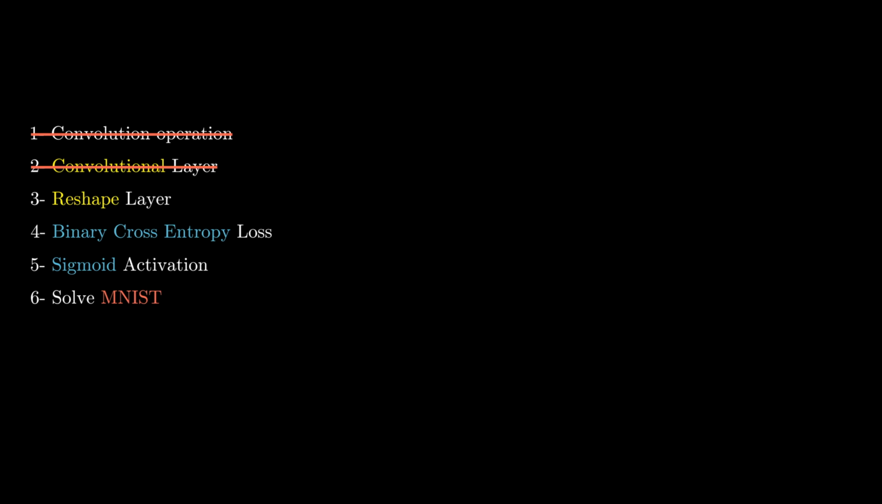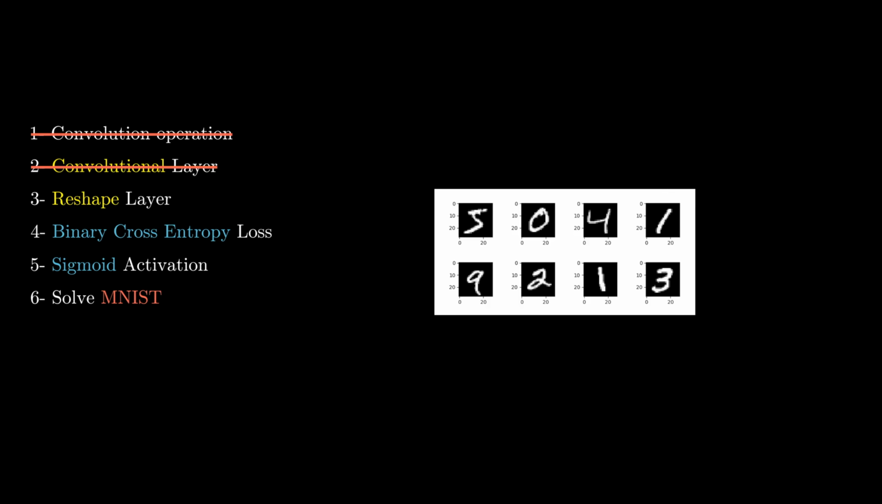The end goal is to solve the MNIST dataset. In case you don't know what MNIST is, it is a dataset of handwritten digits from 0 to 9. Here's a sample from the dataset. Each one of these images is 28 by 28 pixels in grayscale. The goal is to make a neural network capable of telling what number is written on a given image.